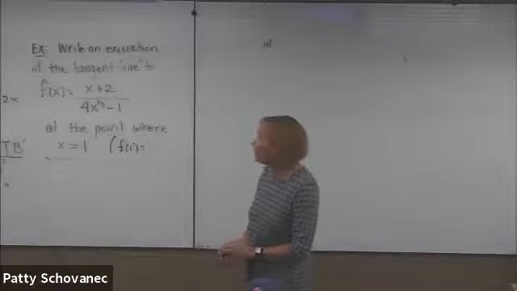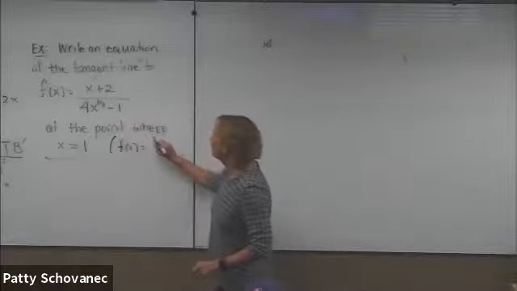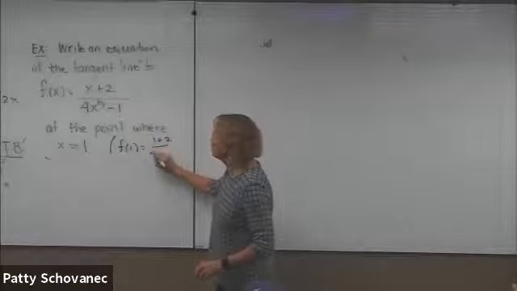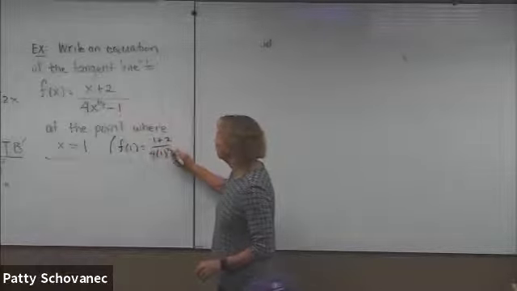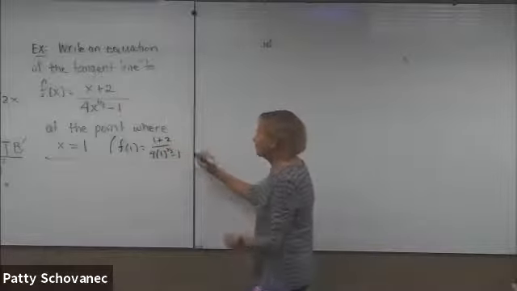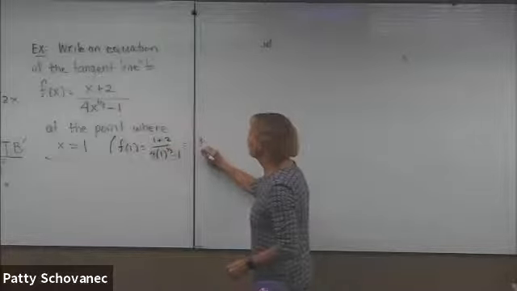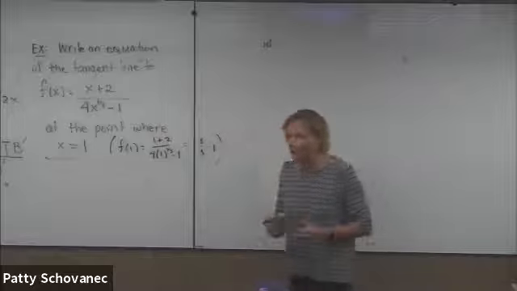It's 1, because if I put a 1 in here, I get 1 plus 2, 4 times the cube root of 1 minus 1. So I get 3 over 3 is equal to 1. So it's the ordered pair 1, 1.